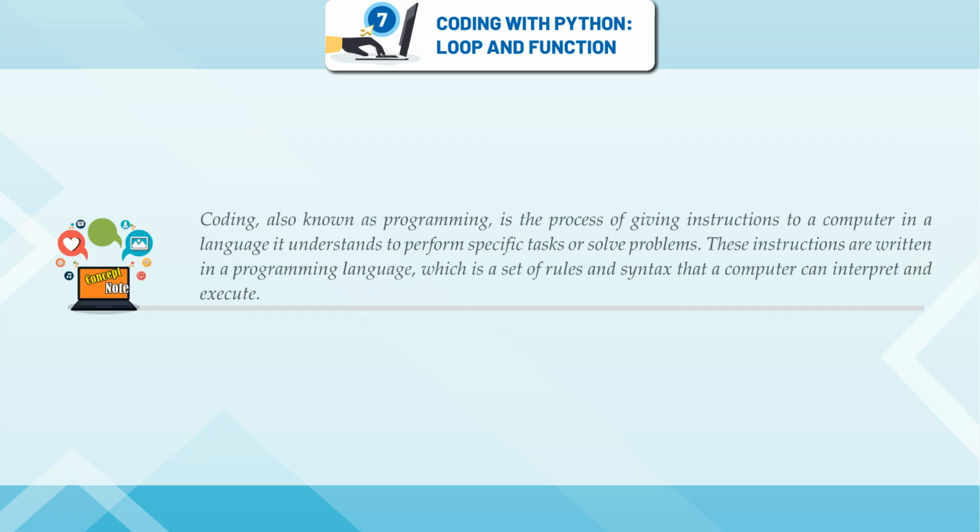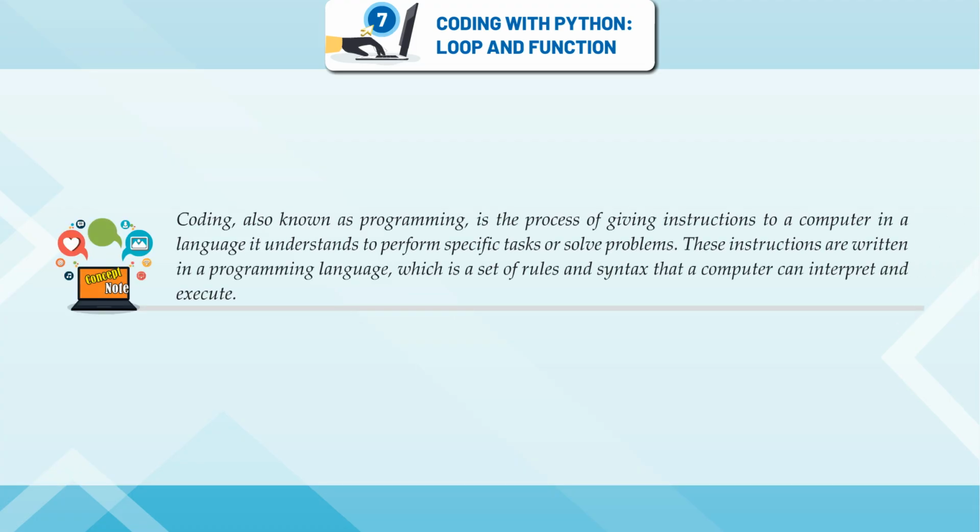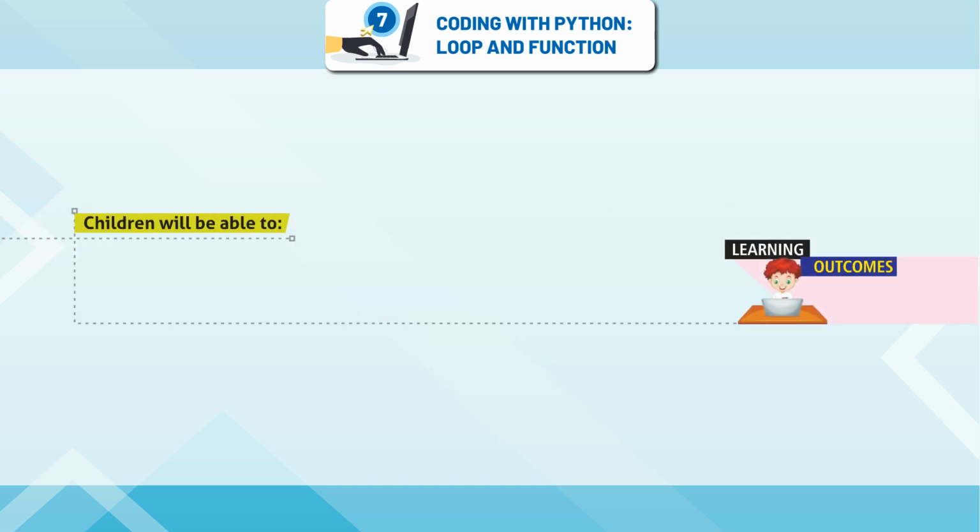Concept note. Coding, also known as programming, is the process of giving instructions to a computer in a language it understands to perform specific tasks or solve problems. These instructions are written in a programming language, which is a set of rules and syntax that the computer can interpret and execute.